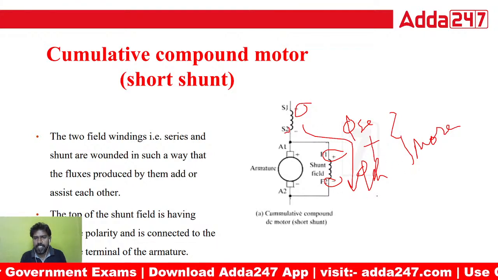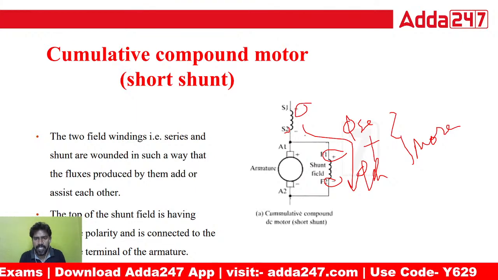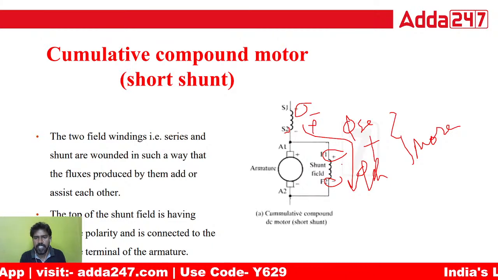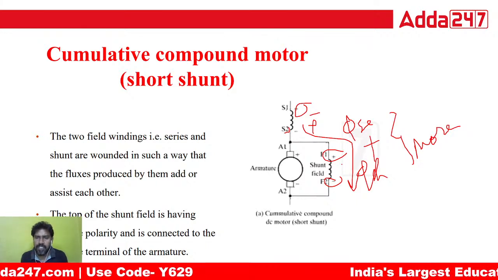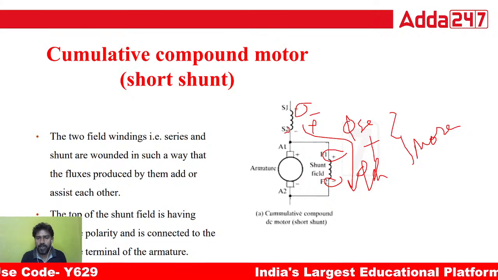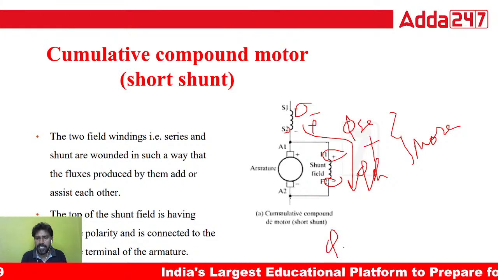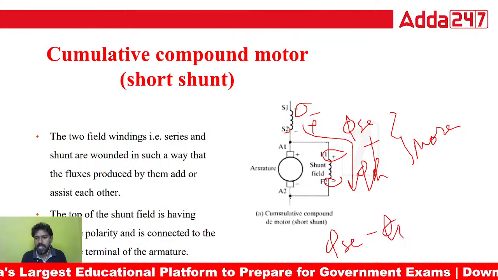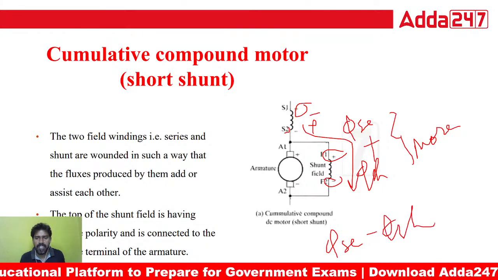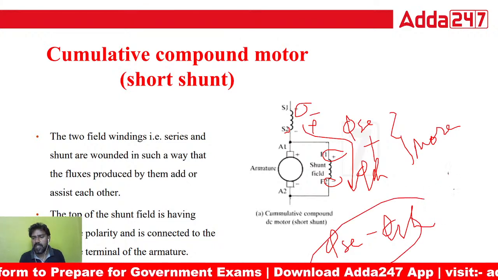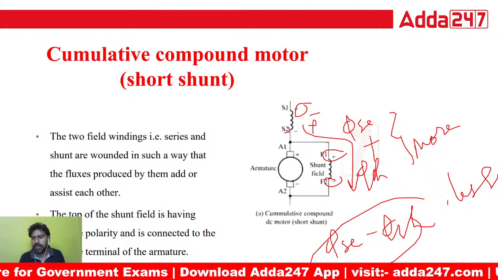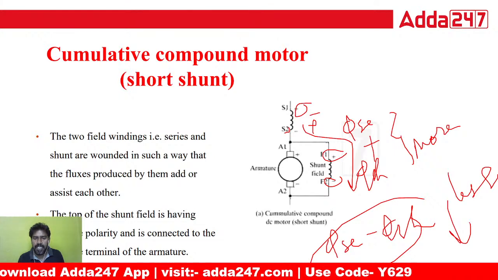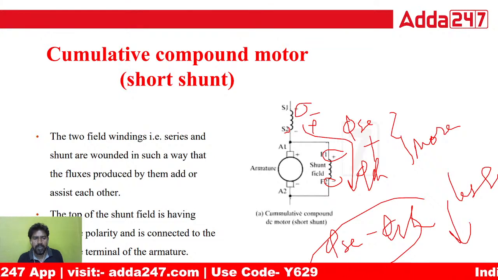If it is differential, plus is connected to plus and minus is connected to minus, so both are opposing each other. The resultant flux will decrease, that is, phi_SE minus phi_SH. So the total will be less. This kind of connection is a differential compound motor.